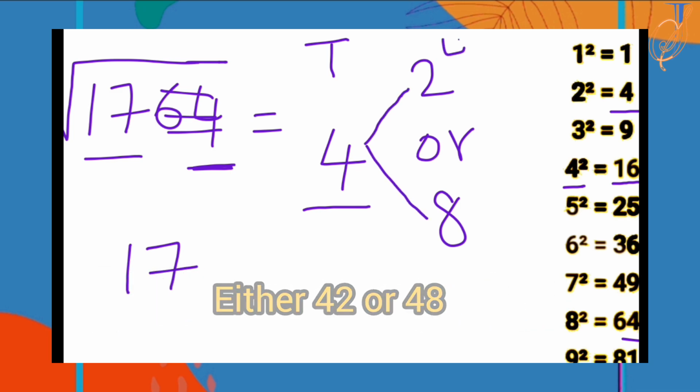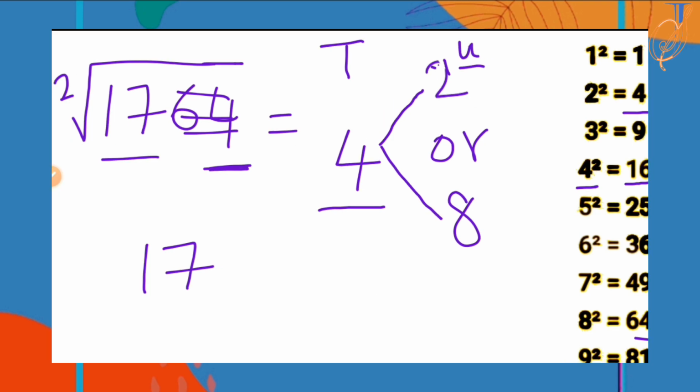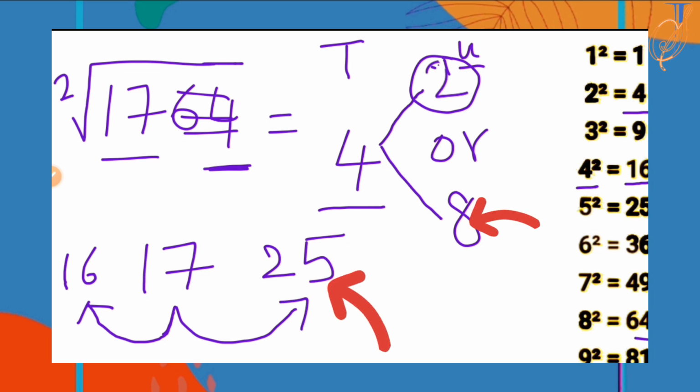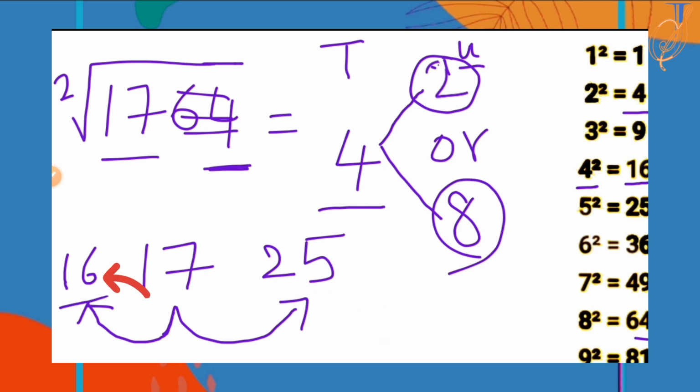We don't know, we have to find out. To find the unit digit, first observe the 17. 17 lies in between 16 and 25. If 17 is closest to the smaller number, your unit digit will be the smaller number. If 17 is closest to the bigger number, your unit digit will be the bigger number. In this case, 17 is closest to the smaller number. So your unit digit is 2.